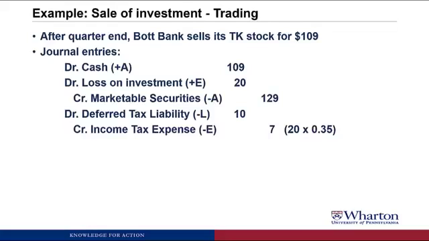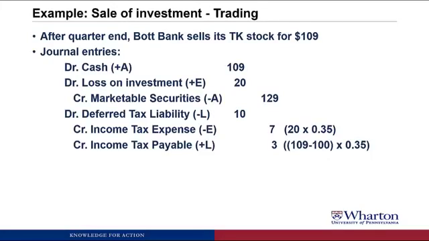We credit income tax expense of 7. Now it's a negative tax expense because we lost $20. If we lose $20 times 35%, it's going to shelter $7 of tax expense. So our tax expense goes down by 7 because we had a loss. Then what we owe the government is $3 in taxes, because from the government's point of view, our gain was 109, what we sold it for, minus 100, what we purchased for. So that's $9 realized gain times 35% is $3 that we owe the government.